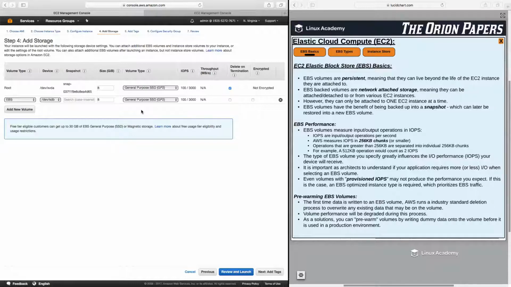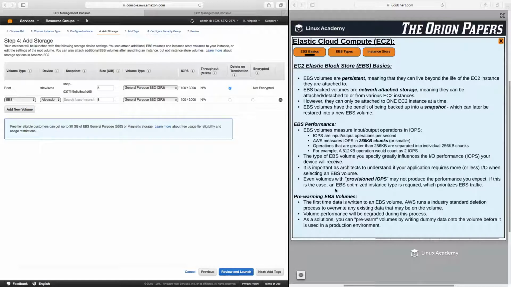Now, you can't access that data, but the first time that you go to access the volume, AWS is going to run this process to delete all that information. Now, during this deletion process, the volume performance will be degraded. And as a solution, you can pre-warm the volume by writing dummy data onto the volume before it is used in a production environment. Therefore, you're forcing AWS to run that deletion process.